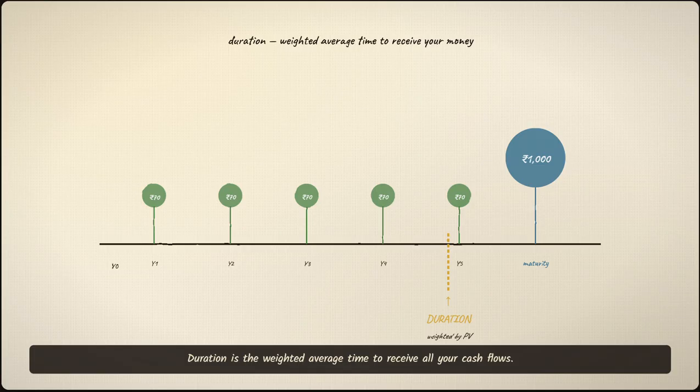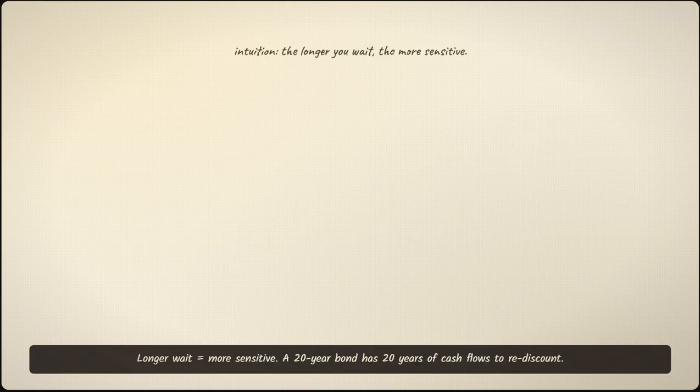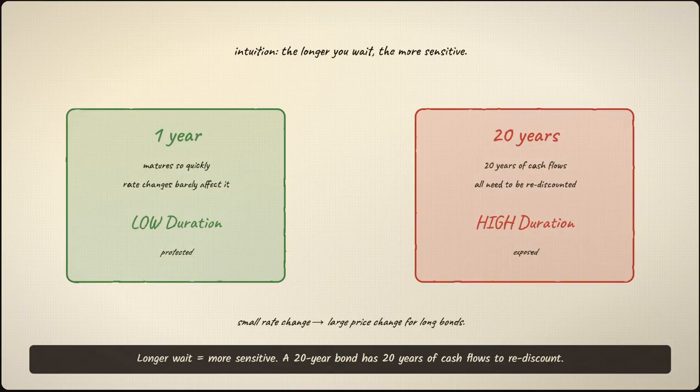Duration is the weighted average time in years that it takes to receive all your cash flows from a bond. It accounts for both coupon payments and the final principal repayment. Intuitively, the longer you have to wait to get your money back, the more sensitive the bond is to interest rate changes. A 1 year bond matures so quickly that rate changes barely affect it. A 20-year bond, though, has 20 years of cash flows that all need to be discounted at the new rate. So a small rate change creates a large price change.